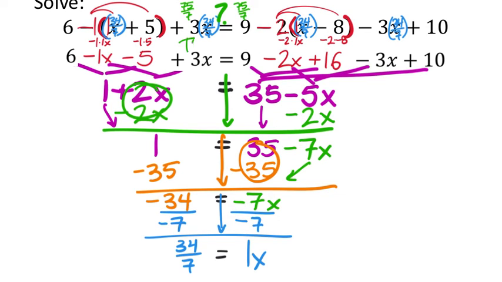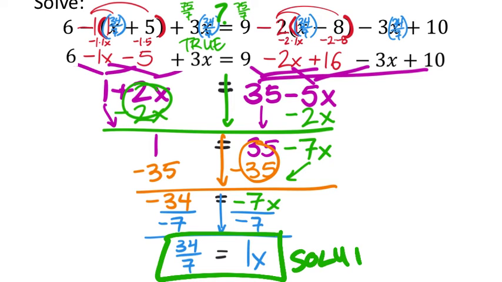Now, the last time I checked, that was true, and that's good news, because that tells us that the number that we found is actually the solution. So just to reiterate, that means that if you take the x's and replace them with the 34/7, as we did, you do actually get a true statement. That's why we call this the solution.